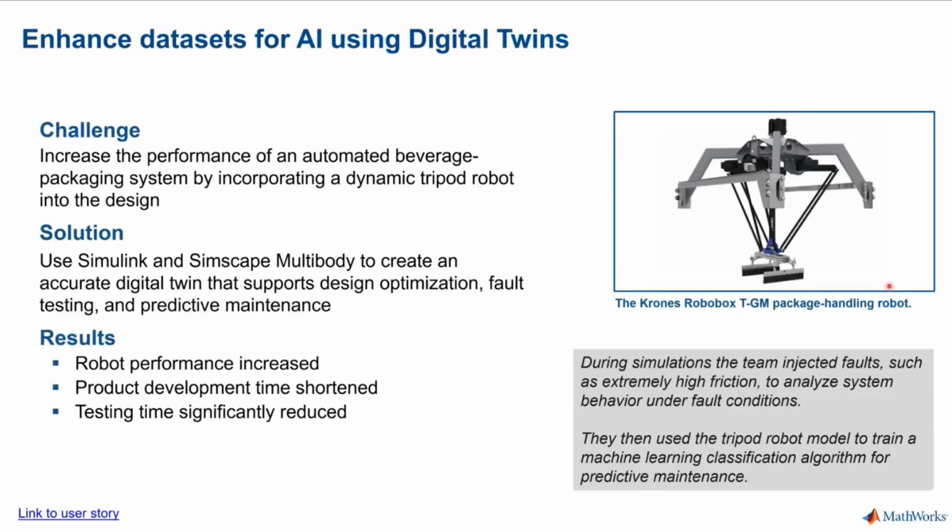There's also a real-life example for that, which you can read up on our website, which is about an automated beverage packaging system where they incorporated a dynamic tripod robot into the design.